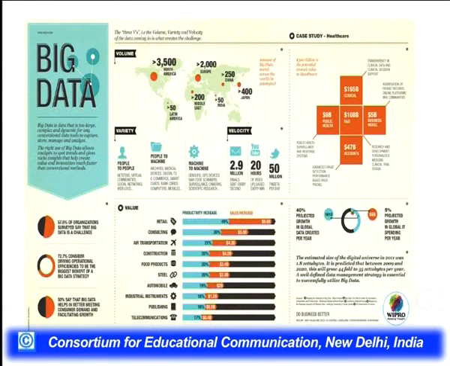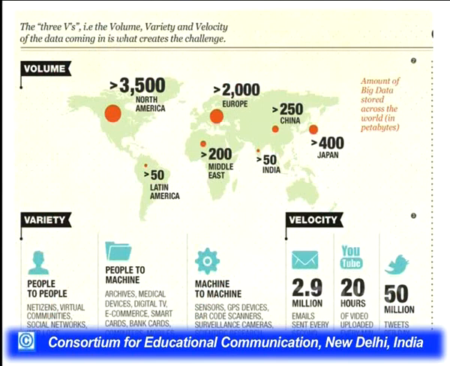So friends, let us see a world scenario of the amount of big data stored in the whole world. Let us see the scenario according to volume, high volume. North America generates and stores data greater than 3,500 petabytes. This is the huge amount of data generated in North America, the first and the largest place where big data is generated and stored. Next is the Middle East, where the big data stored is greater than 200 petabytes, generated and stored in the Middle East. And let us see the scenario of Europe.